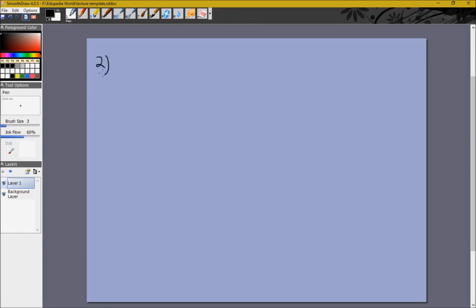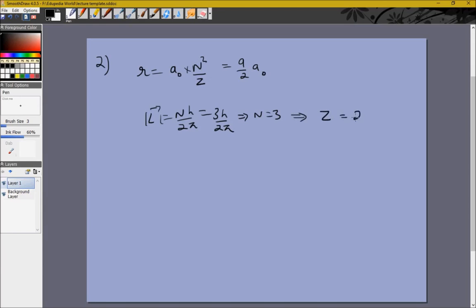Let's move on to the next question. The radius of the orbit of an electron is 4.5 a0. We already know what the radius is. It is a0 into n square by z, and that is given to us to be 9 by 2 a0. Also, angular momentum is 3h by 2 pi. Angular momentum, which is generally nh by 2 pi, is equal to 3h by 2 pi, which means n is equal to 3. Which means if n is 3, n by z is 9 by 2, z is equal to 2.